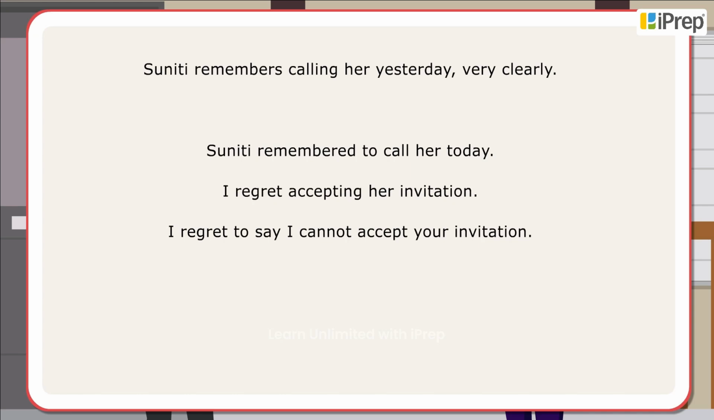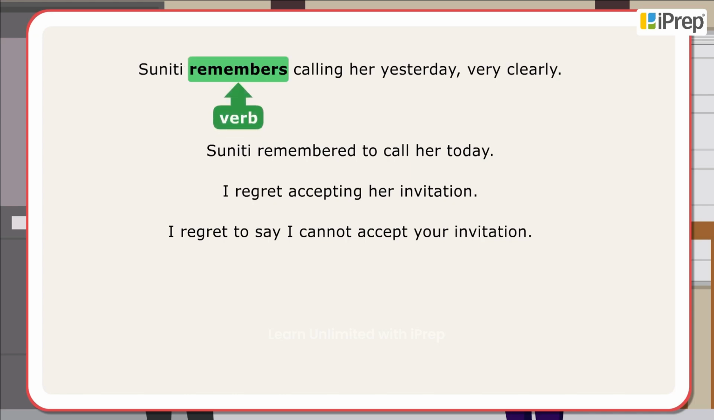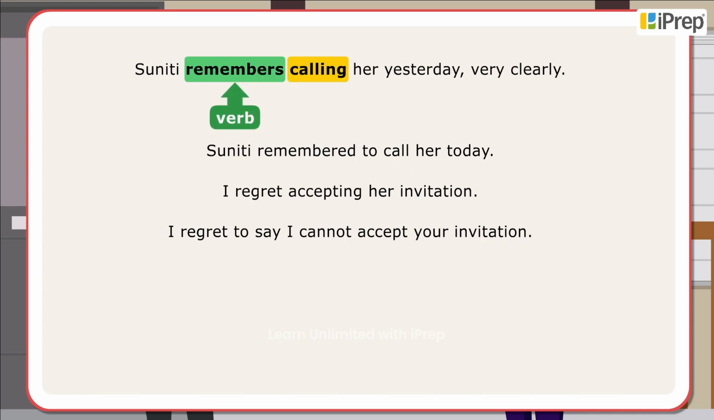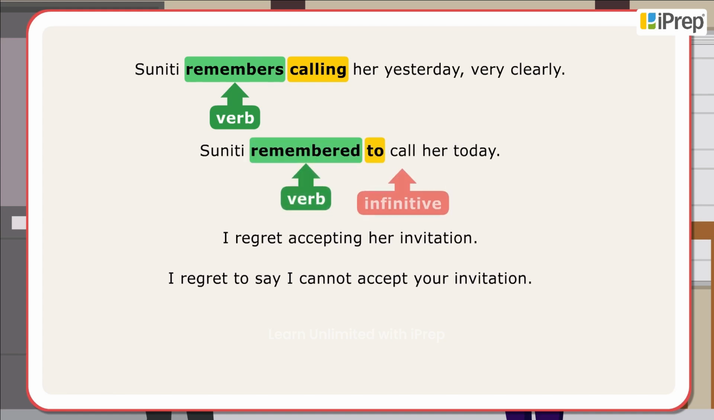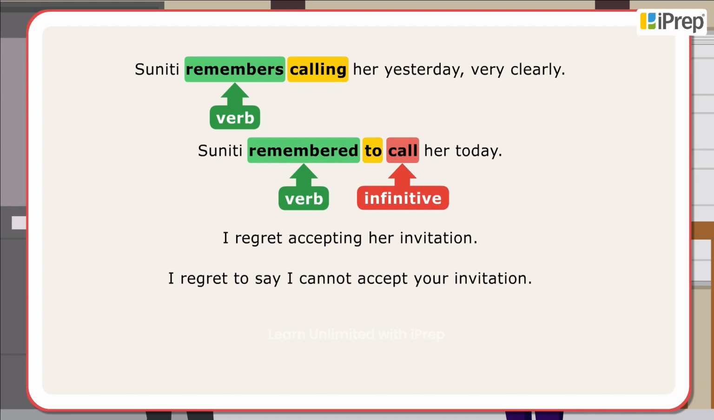In the first sentence, the verb remembers is followed by ing and it means that the action of calling took place earlier and Suniti remembers it afterwards. In the second sentence, the verb remembered is followed by to and infinitive call. This means that first Suniti remembered and then she called.